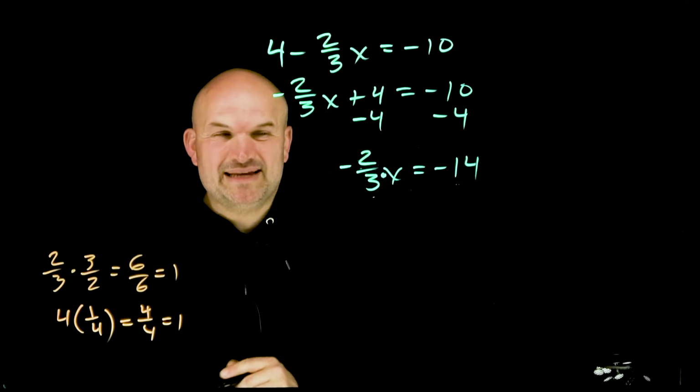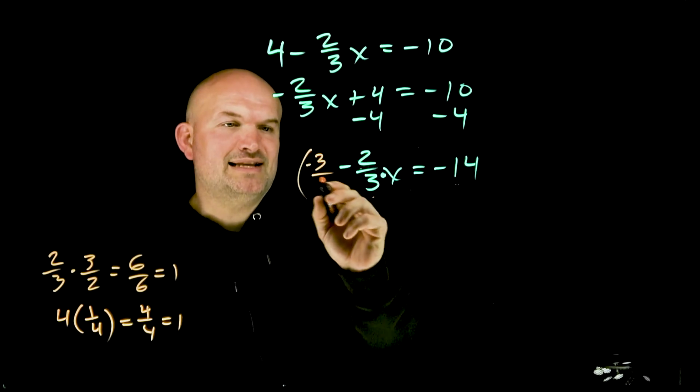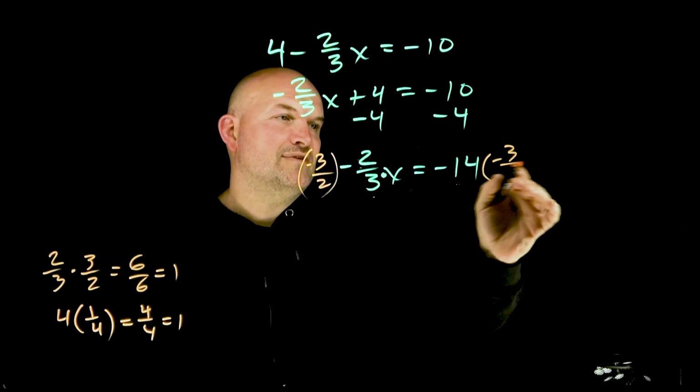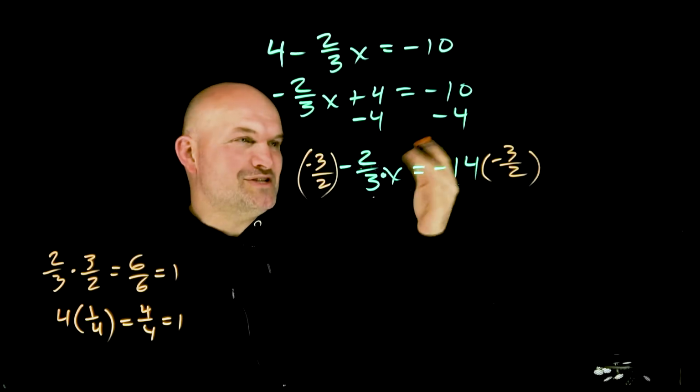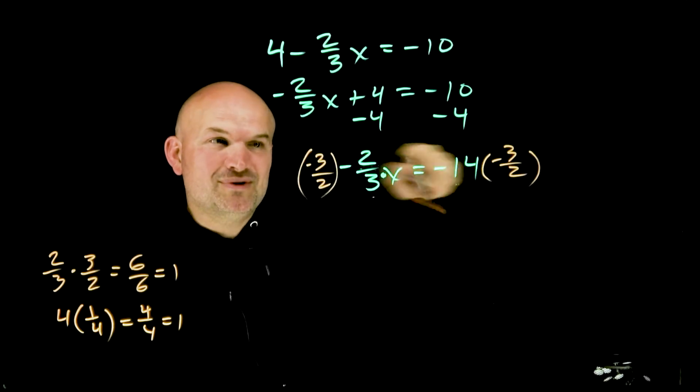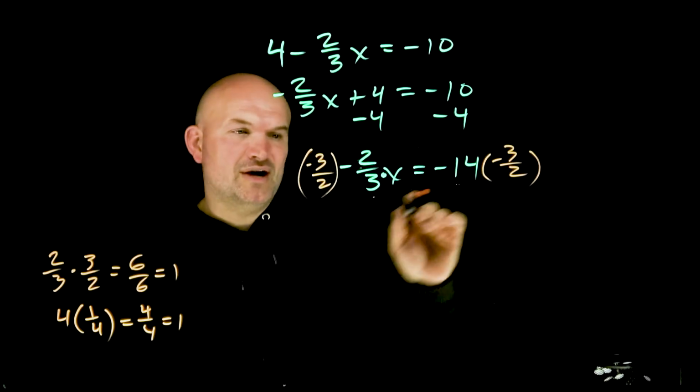Now again, we don't want this to be a -1, so I'm going to multiply everything by a -3/2. And you might have been saying in the video as you're watching this, like, oh, dividing by a fraction, you multiply by the reciprocal. Look what we're doing. We're just multiplying by the reciprocal right there. All right, so that's going to go to 1.